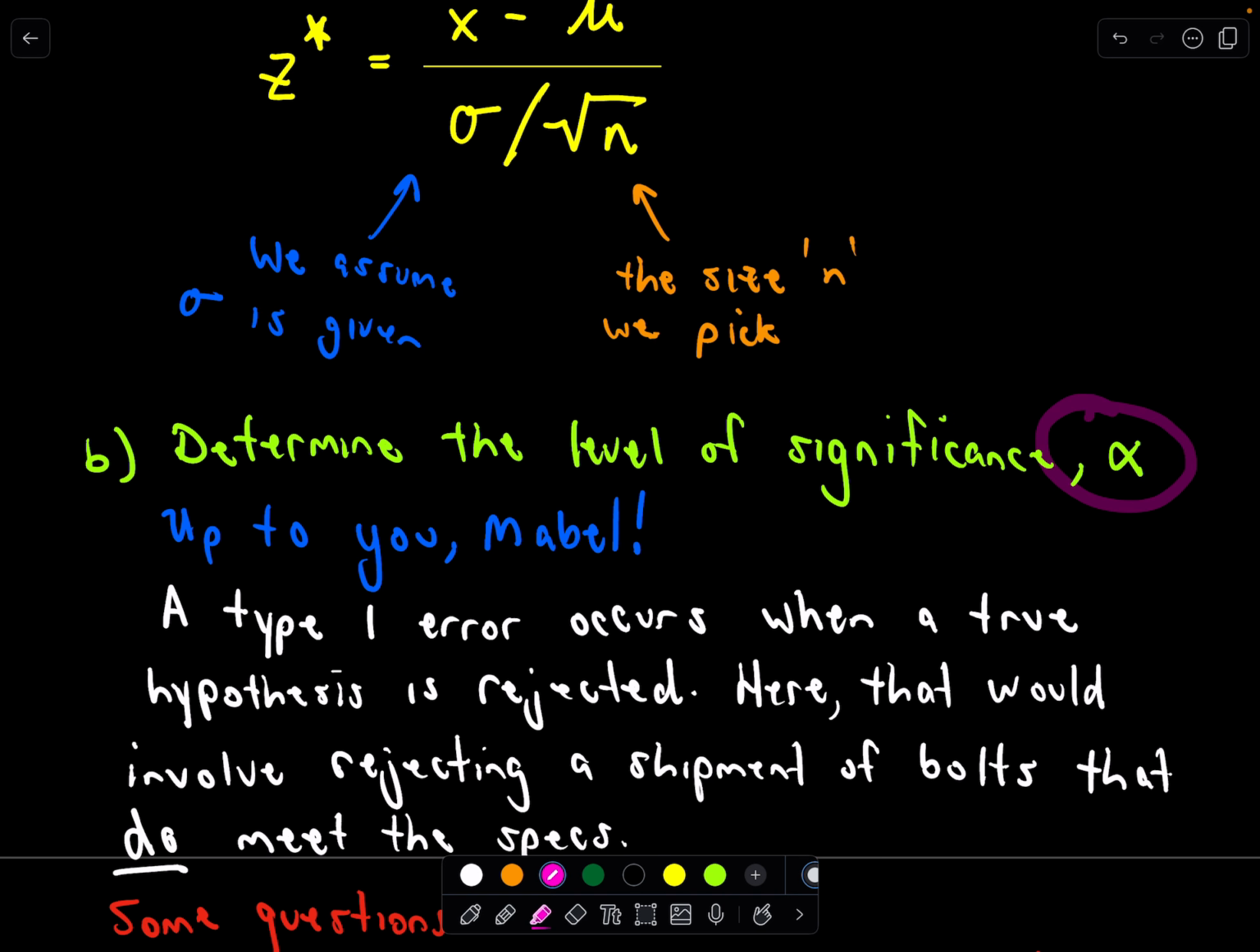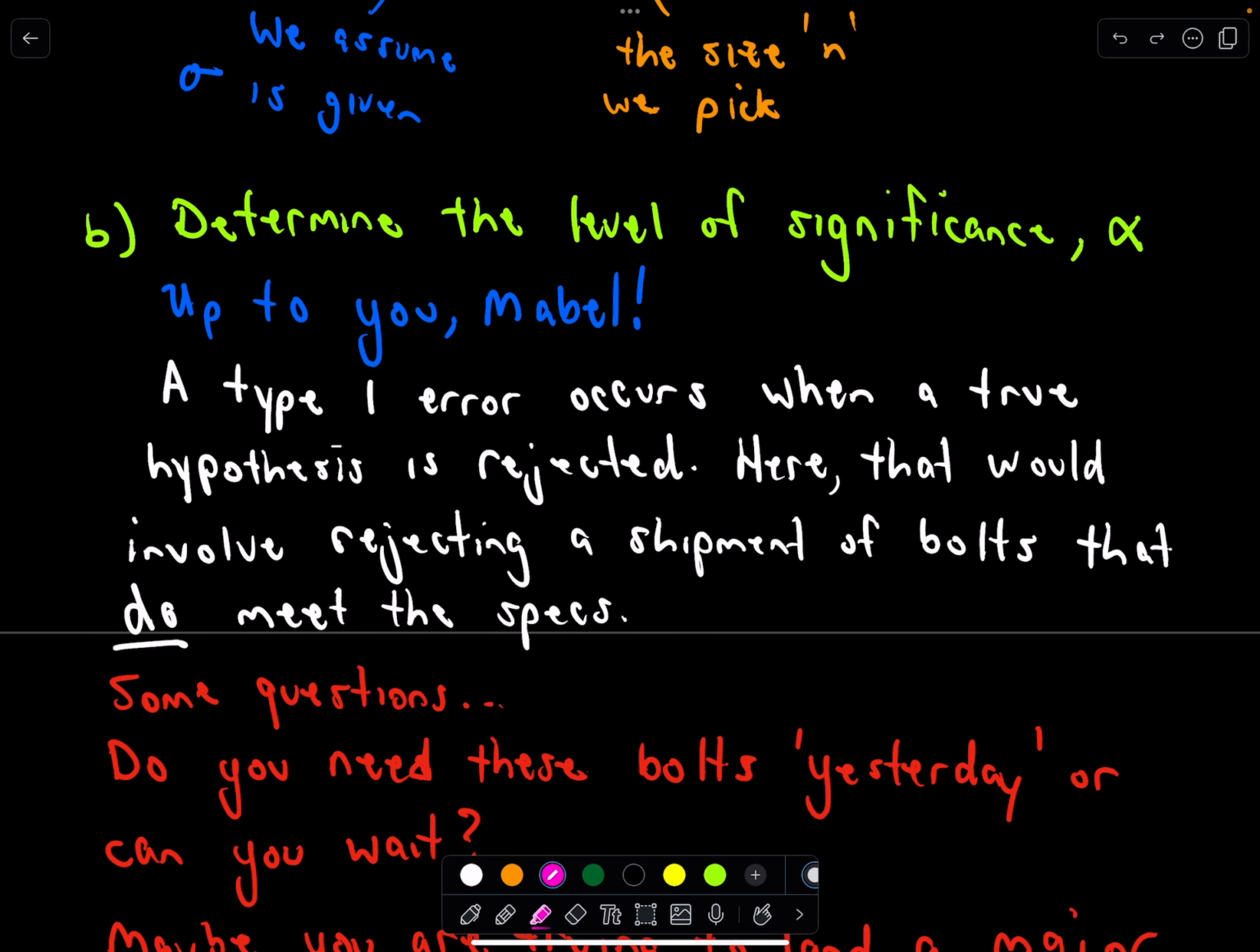Next, we have to pick this level of significance alpha. Now, again, this is yet another judgment call. So what does this level of significance alpha have to do with? Well, recall it has to do with the probability of us making a type 1 error.